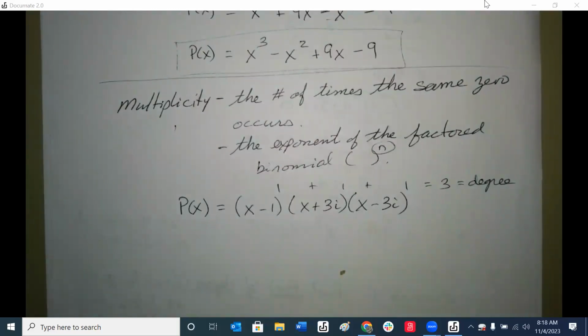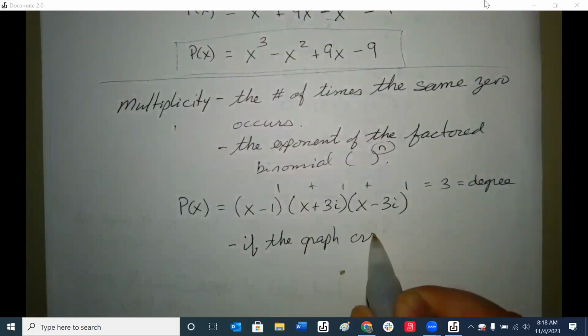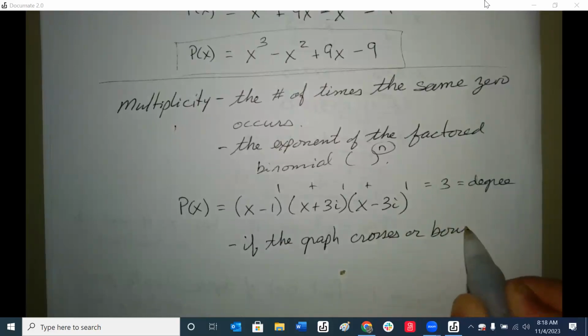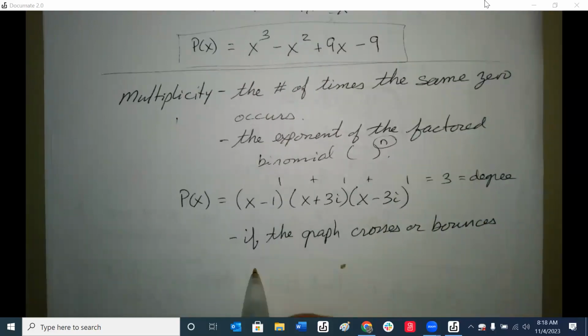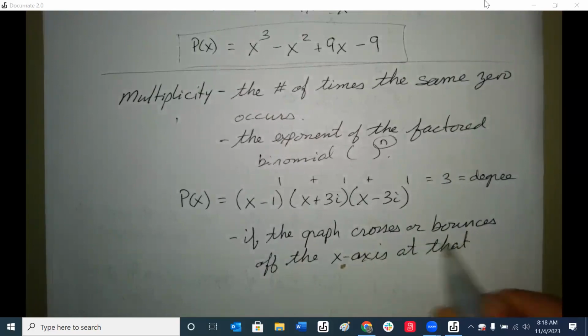It tells us something else also. The multiplicity also tells us if the graph crosses or bounces off the x-axis at that point, at that intercept.